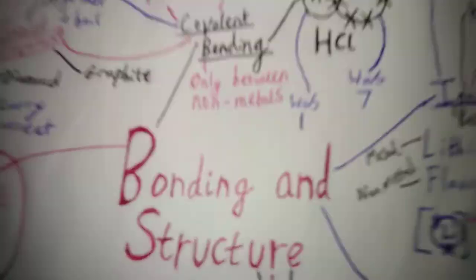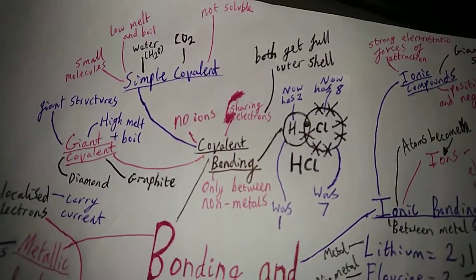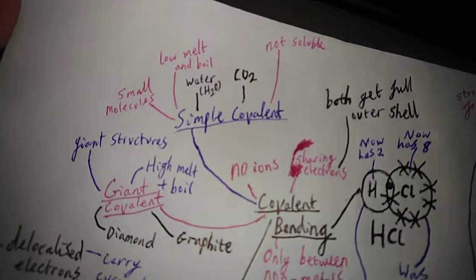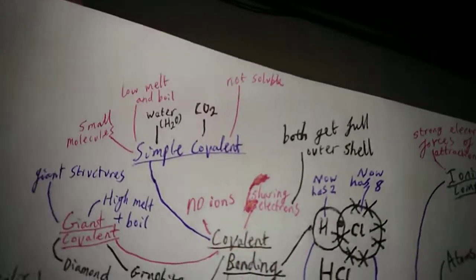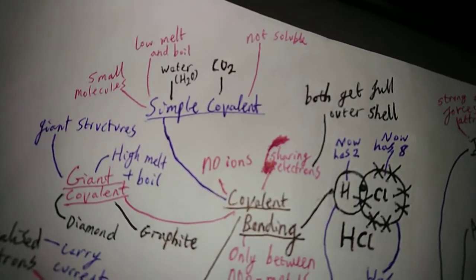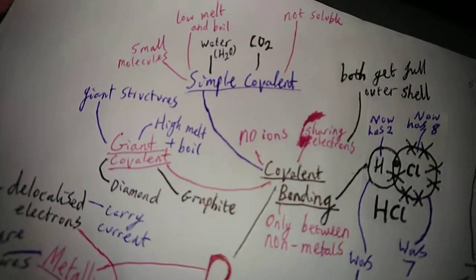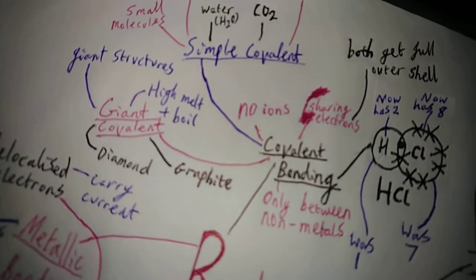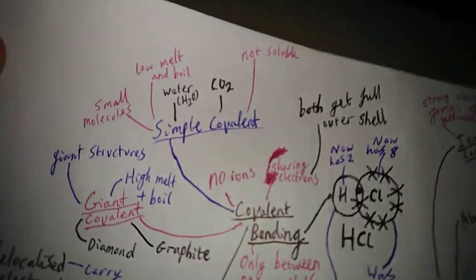So, the next type of bonding is covalent bonding, which is only between non-metals. Simple covalent molecules, examples of which are water, H2O, and CO2, which is carbon dioxide, are non-soluble. They have a low melting and boiling point, and they are small molecules. However, giant covalent structures are giant structures, which makes sense. They have a high melting and boiling point. Examples include diamond and graphite.